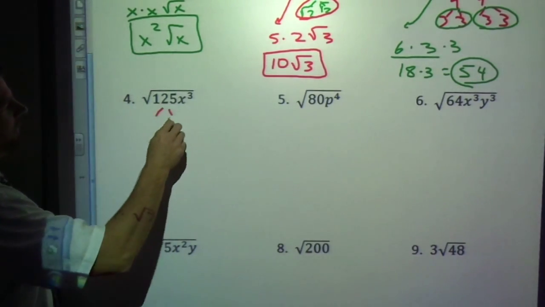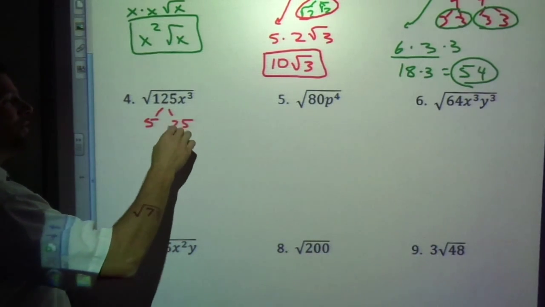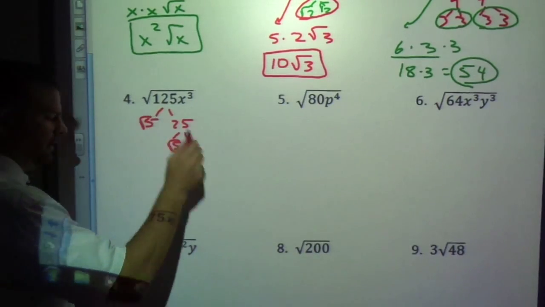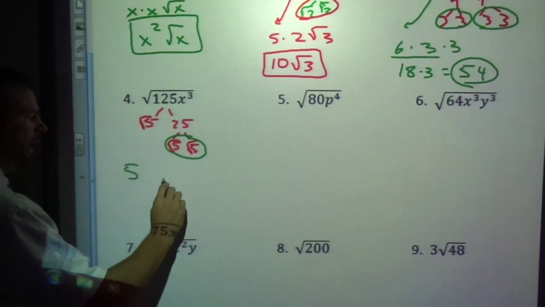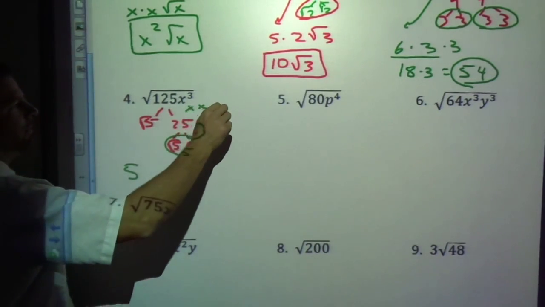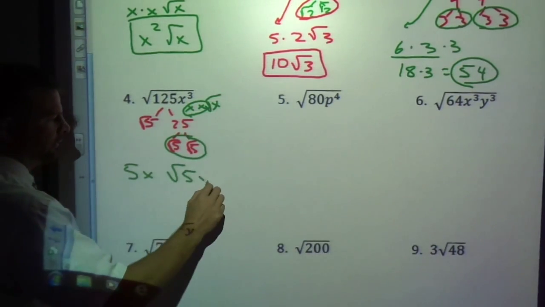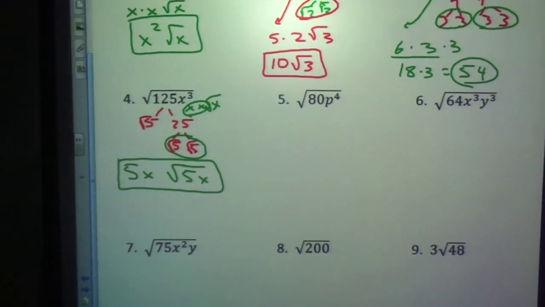All right, 125. 5 and 25. That's a perfect square. I know that's going to be 5 because we've got a pair of squares coming from it. So this is 5 here. Radical 5 underneath. Now I have to do the x's. We have 3 of them. These 2 make a pair. This one is left over. It's under the radical. So it's 5x times radical 5x.